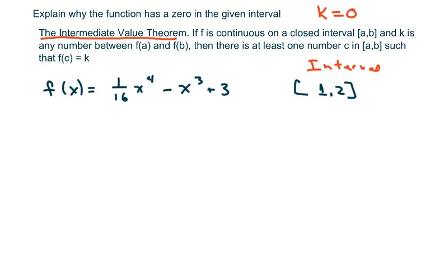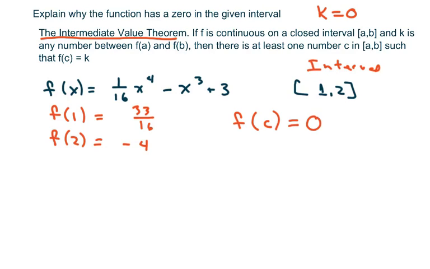So the first one we're going to do is this one, and I'm just going to use the intermediate value theorem and try f of a, which is f of 1, and I'm going to do f of 2, which is my b. And when you plug that in, f of 1, you're going to get 33 over 16. F of 2 is negative 4. So by the intermediate value theorem, there's at least, my k is 0, some number c that equals 0.